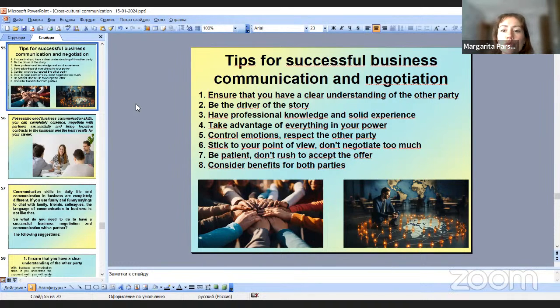Stick to your point of view, and don't negotiate too much. You must stick to your point of view and know how to express it, but not negotiate too much when the other person wants to share his own experience and shows his interest. Then be patient, and don't rush to accept the offer.